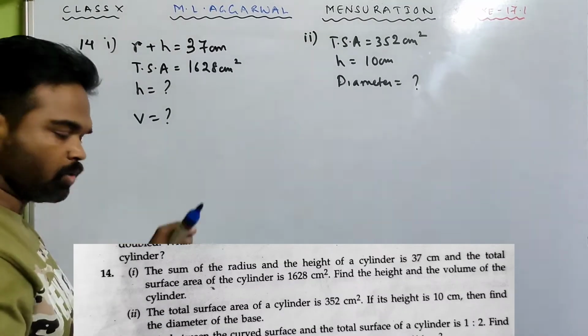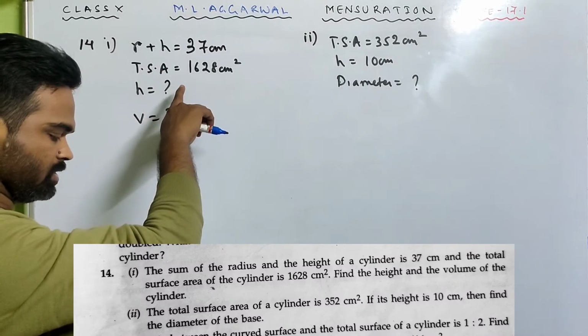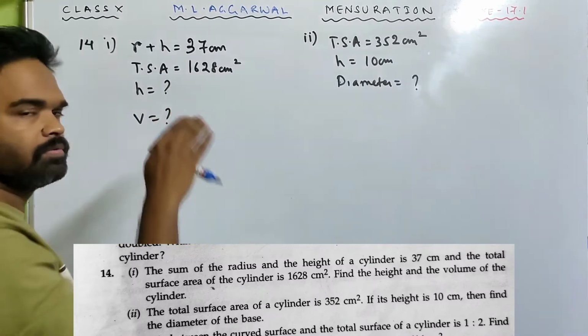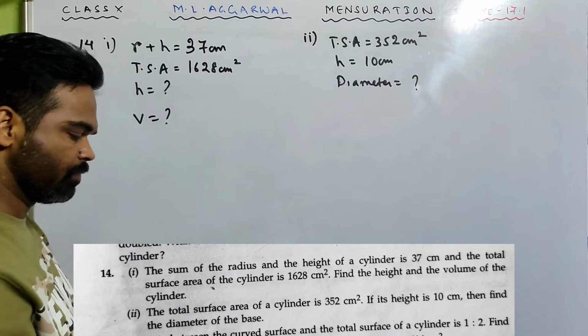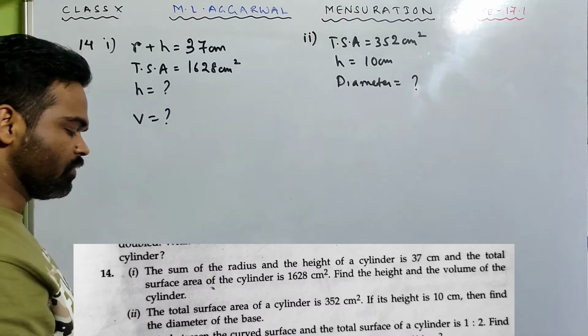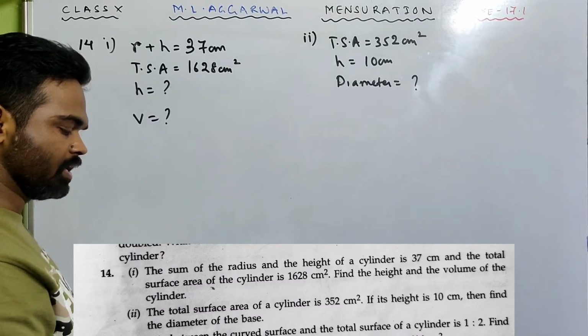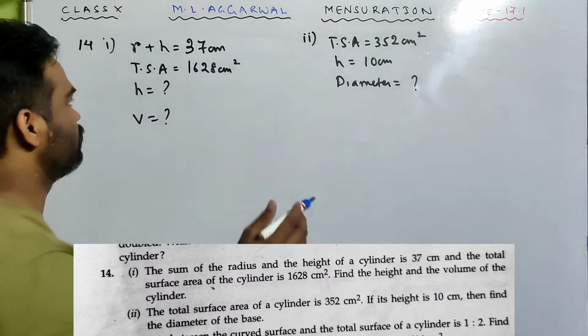We look at 14 part 1. The sum of the radius and the height of a cylinder, which means R plus H, is 37 centimeter and the total surface area of the cylinder is 1628 centimeter square. Find the height and the volume of the cylinder. 14 part 1. Very easy.